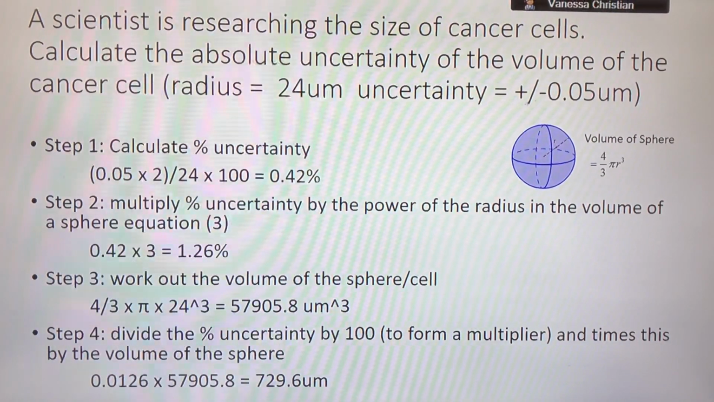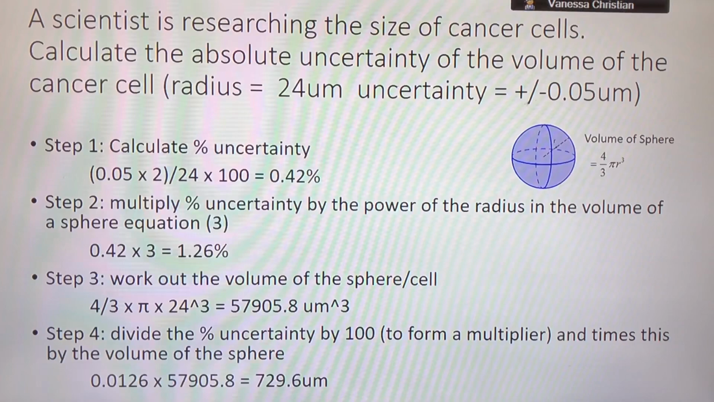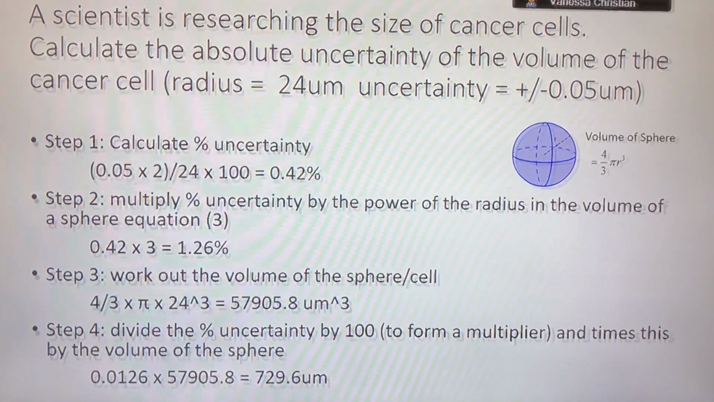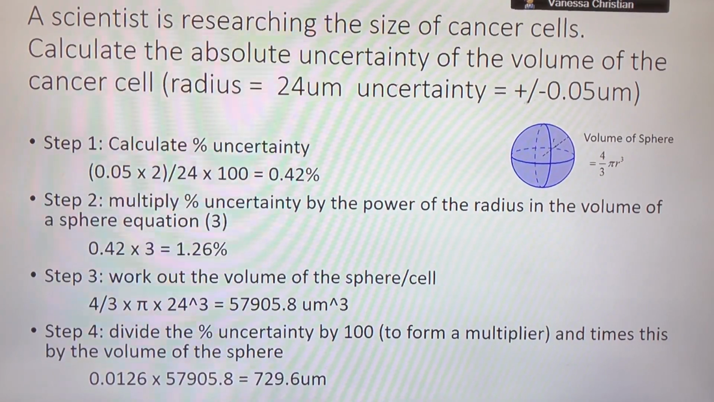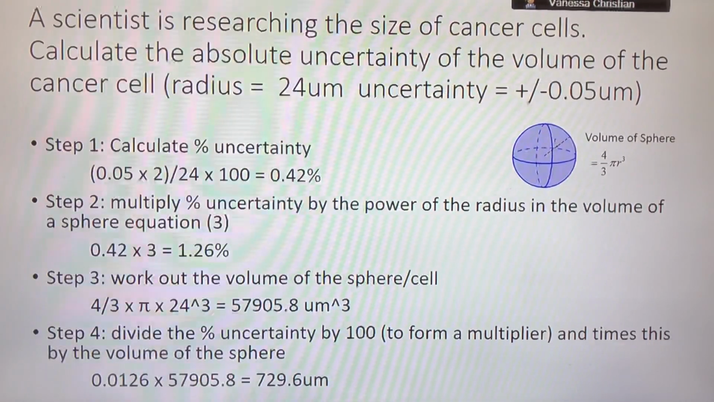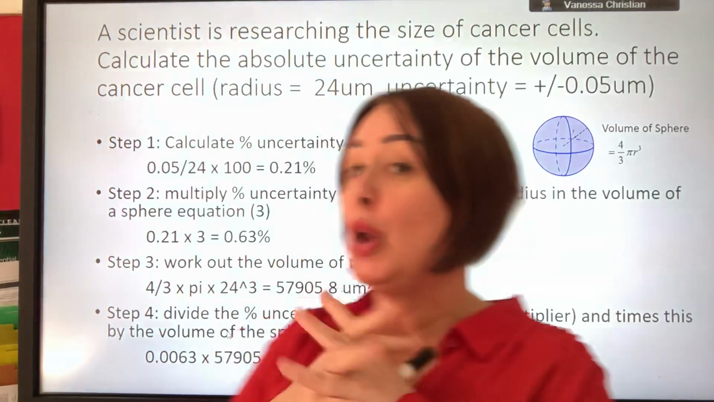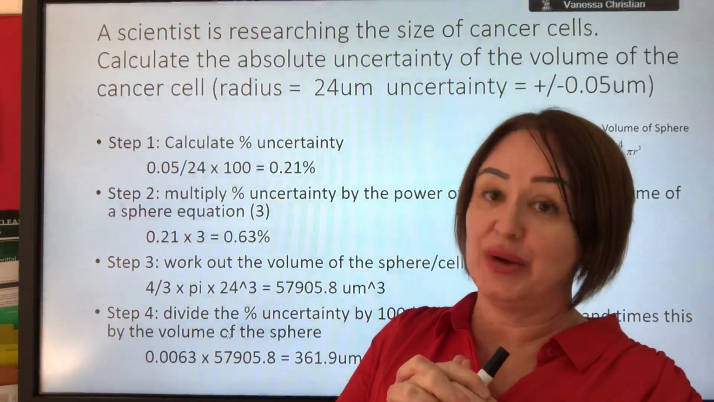As you can see from the first step, we've calculated the percentage uncertainty for the radius. Then what we've done is we've multiplied the percentage uncertainty by the power of the radius, which was 3 in this case. Well done to Ariba for pulling that question together.